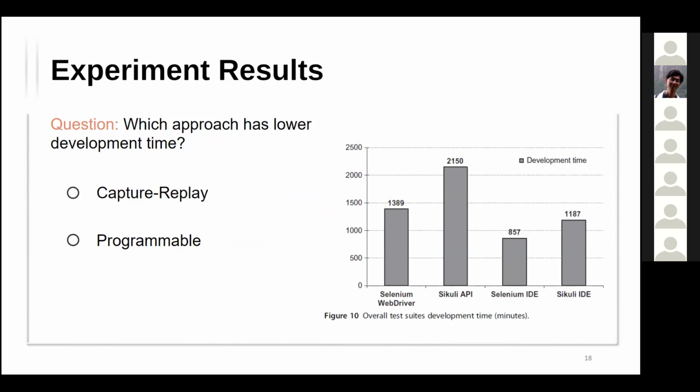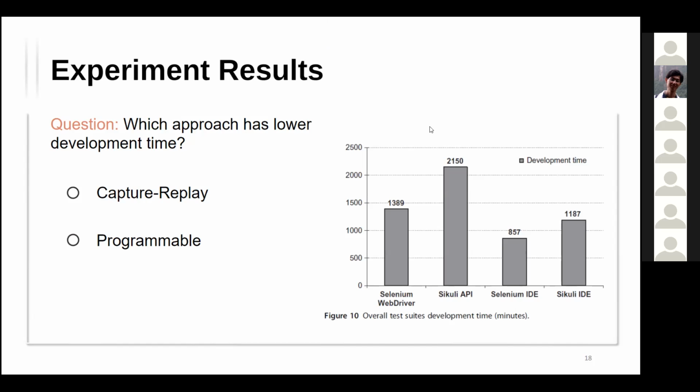So the question is, if you look at this graph, which approach do you think has lower development time? Does anyone want to answer? Is there a volunteer? So this is a very good question. And for you to recap, look at the chart and answer. Also, maybe check your memory. So which one is capture replay and which one is programmable? Okay, there's a volunteer, Darren. Darren's answer is the programmable one.